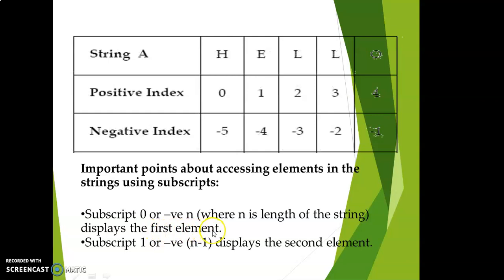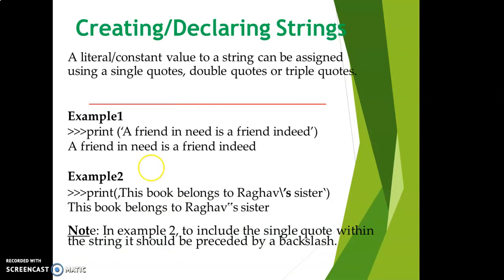Subscript 0 will display the first element. Subscript 1, or minus n minus 1, displays the second element. N minus 1 means if you write n minus 0, that will be the last one. If you write -1, that will be the 0. So you have to remember the position of the string.